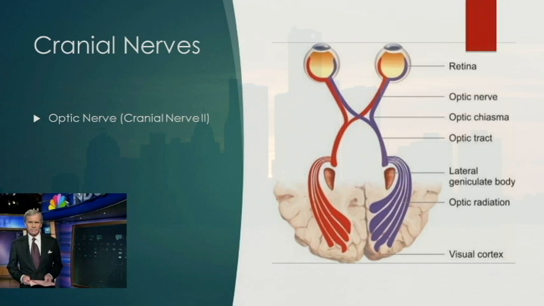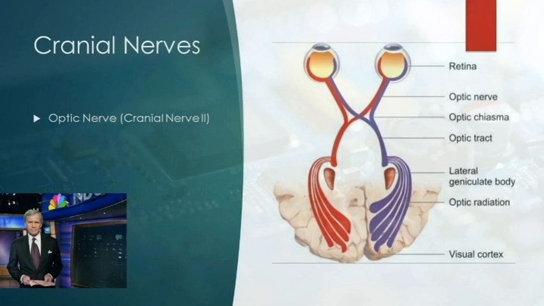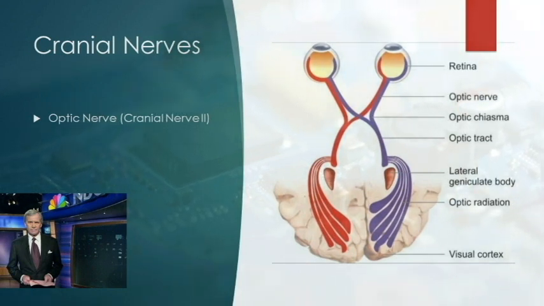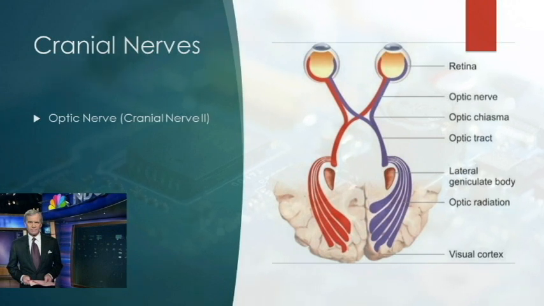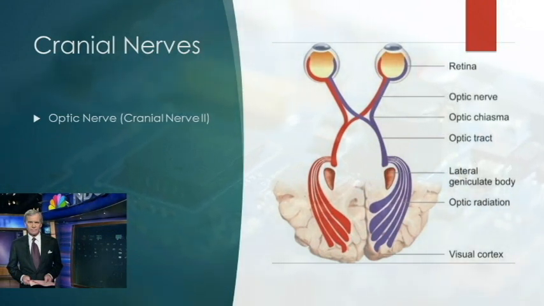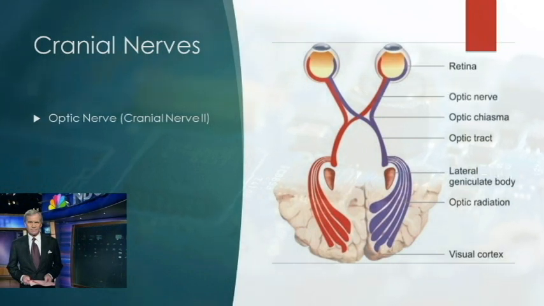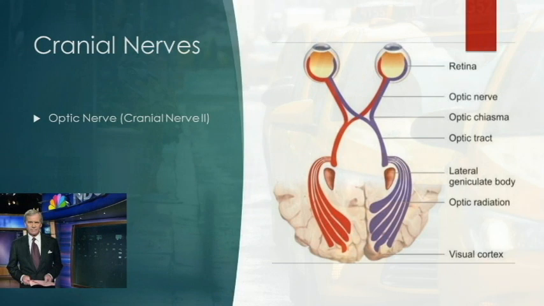The optic nerve carries visual information from each eye to the brain, which allows us to interpret the images that we see. It's a very complex structure that involves over a million nerve fibers, all bundled together in that optic nerve, and that serves as the communication channel for transmitting the visual signals.